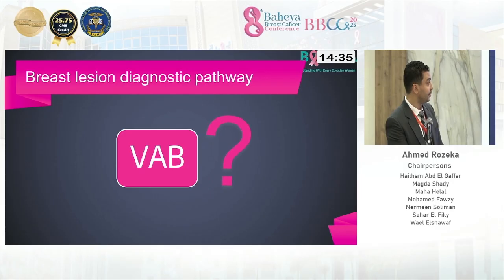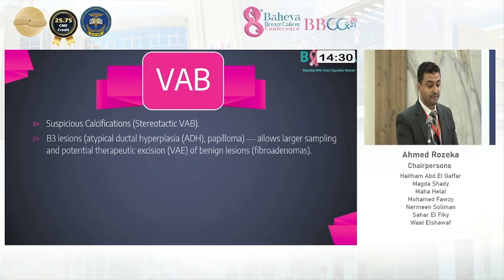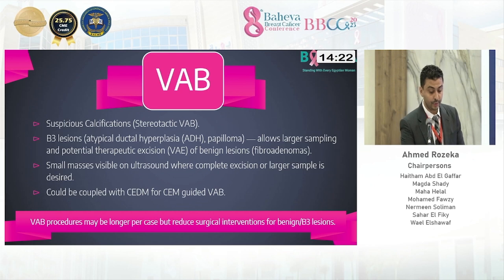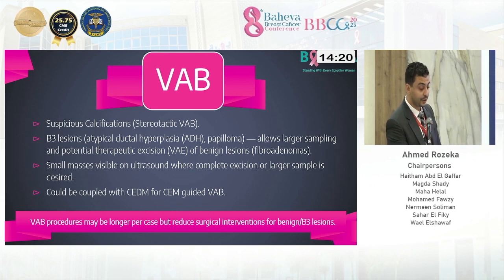What about VAB? When do we use VAB, and why do we use VAB? VAB is usually reserved for suspicious calcifications, usually taken stereotactically, or B3 lesions like ADH or papilloma, which allows larger sampling and potential therapeutic excision.